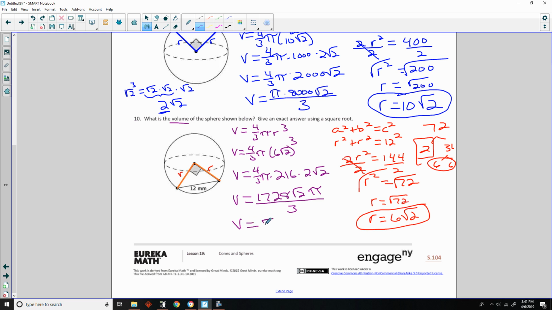3 goes into 17 5 times with a remainder of 2. 3 goes into 22 7 times with a remainder of 1. 3 goes into 18 6 times. Square root 2 pi millimeters cubed.